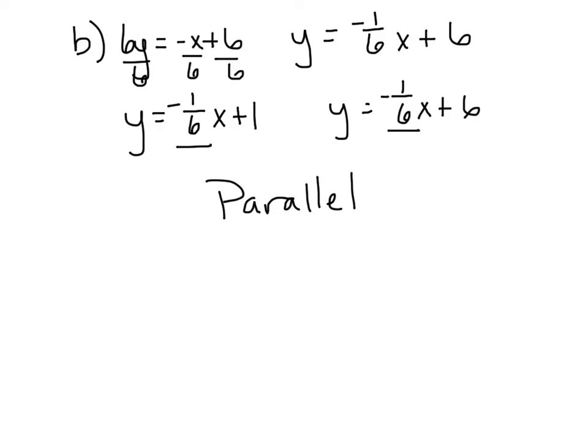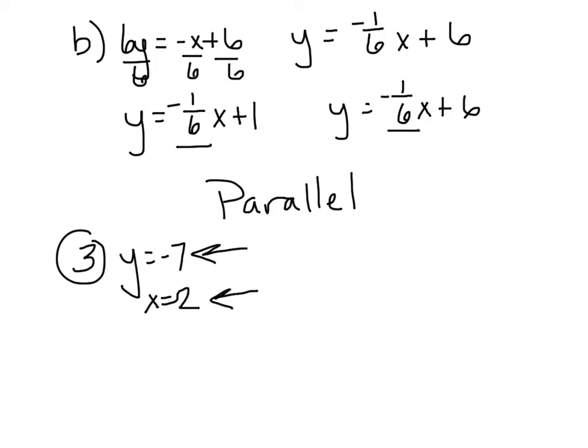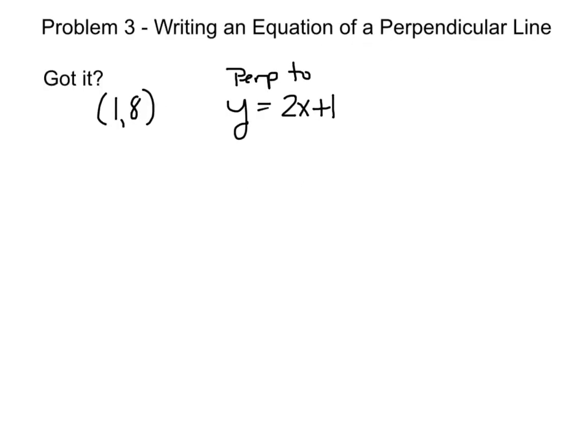Now let's look at example 3. Y equals -7, x equals 2. Right off the bat, you should be like, oh, I don't even have to do anything. This, if you remember, is a horizontal line, and x equals 2 is a vertical line. If one is horizontal and one is vertical, your lines are going to be perpendicular because they form right angles.